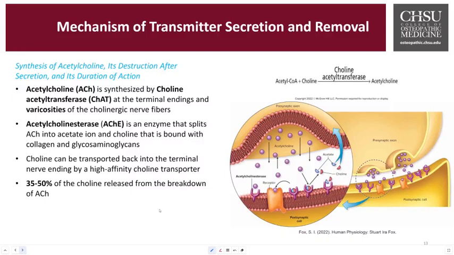In order to regulate this neurotransmitter, we have another enzyme called acetylcholinesterase, AChE for short, which splits acetylcholine into acetate ions and choline that is bound to collagen and the glycosaminoglycans. The choline can be transported back into the terminal nerve ending by high-affinity choline transporters. You can see on the right-hand side the acetylcholine, shown in purple, gets broken down after it interacts with acetylcholinesterase into acetate and choline. The choline gets recycled for reuse, and about 35 to 50% of the choline gets reabsorbed.